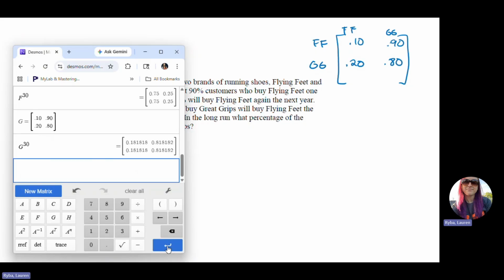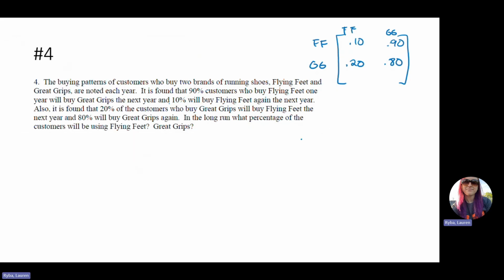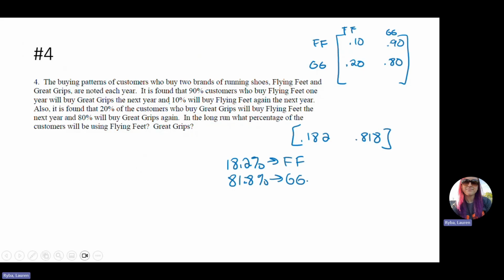So I've got about 0.182 and 0.818. So in the long run, 18.2% Flying Feet, 81.8% go to Good Grips. So clearly Good Grips looks to have, whether it's better quality, better durability, a better product than Flying Feet.